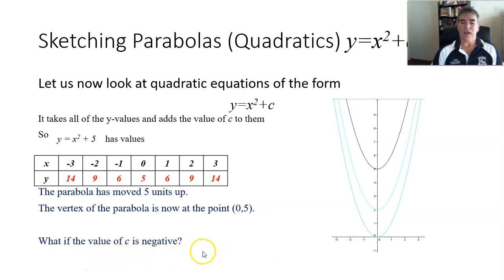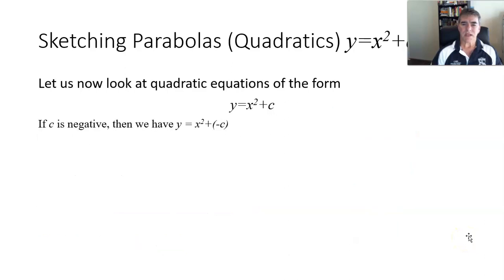But what we want to do now is see what happens if c is negative. So instead of adding a number onto there, we're subtracting a number. So what happens when c is negative? Well, basically we've got x squared plus -c. There's our -c value. And a positive take away another number is the same as just subtracting. So we just end up with x squared minus c.